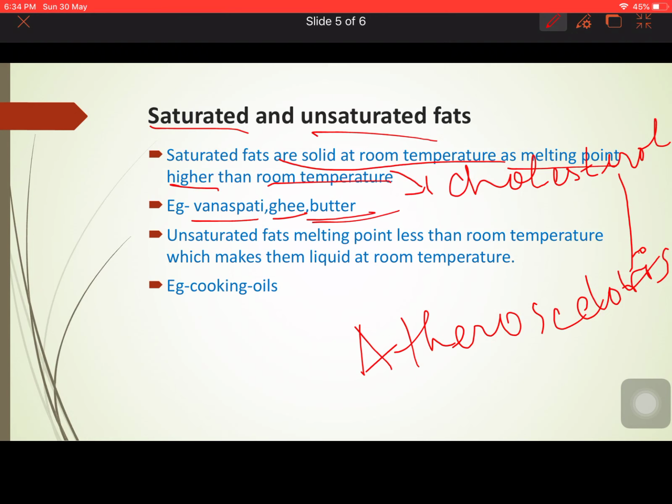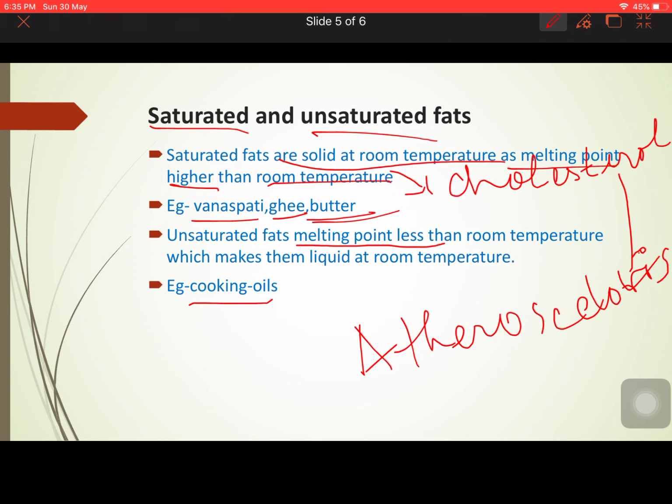So when we are consuming fat, we should keep in mind that we should reduce our consumption of saturated fat. And what should we take? Generally in cooking oils, mustard oil, coconut oil, groundnut oil, whatever it is, these fats have a melting point less than room temperature. So all the cooking oils are liquid at room temperature. When we go to the kitchen and use a cooking oil, no need to melt it and then use it. It is always in liquid form, never a solid thing. So that is an unsaturated fat. That is not so much harmful.